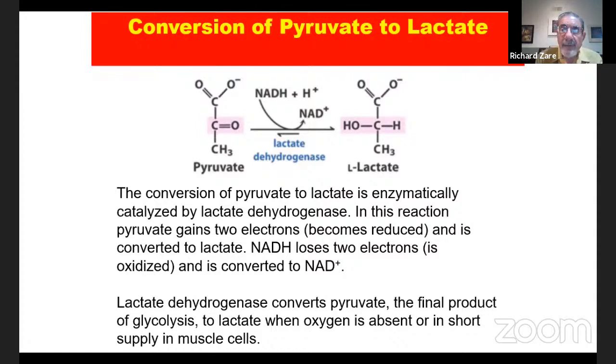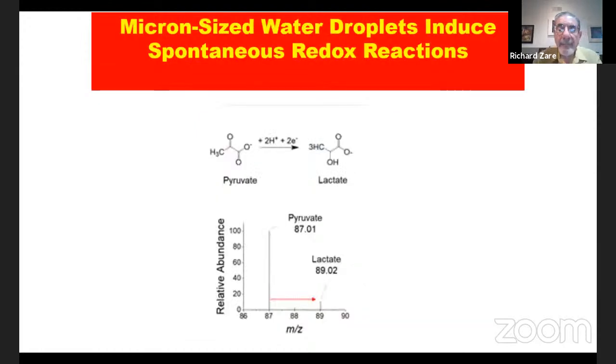But if you put pyruvic acid into bulk water, believe me, nothing happens. But look, if you spray it, we see lactate. Now, it turns out that the sensitivity for detecting lactate is less than that of pyruvate, but you'll see there's much more lactate. So this really is happening. And as I've mentioned to you, this is a 2-electron process. We've done this with many things now. We've seen redox reactions happening in droplets.